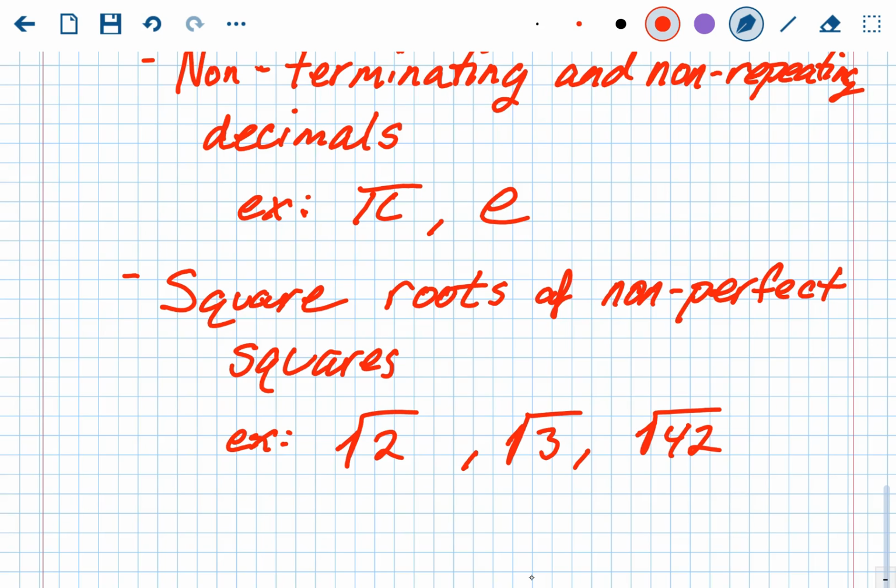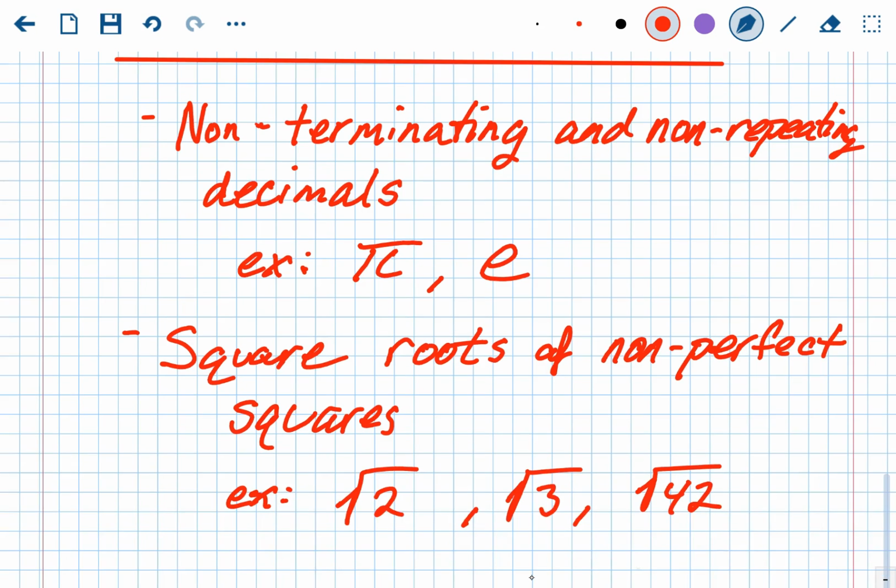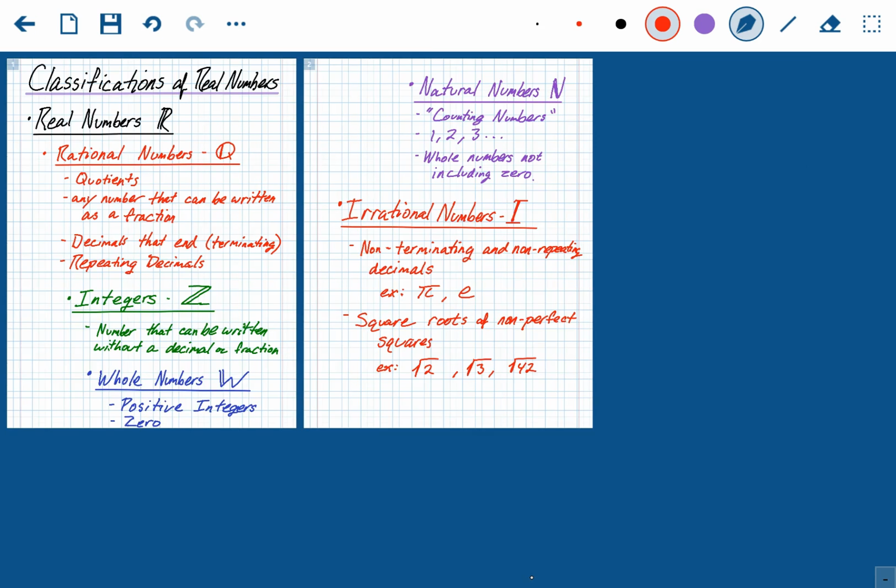All right, so those are all the classifications we have for real numbers. Again, irrational numbers are real. Rational numbers are real, so they're all under the real category. And then integers and whole numbers and natural numbers fall under the rational number category.